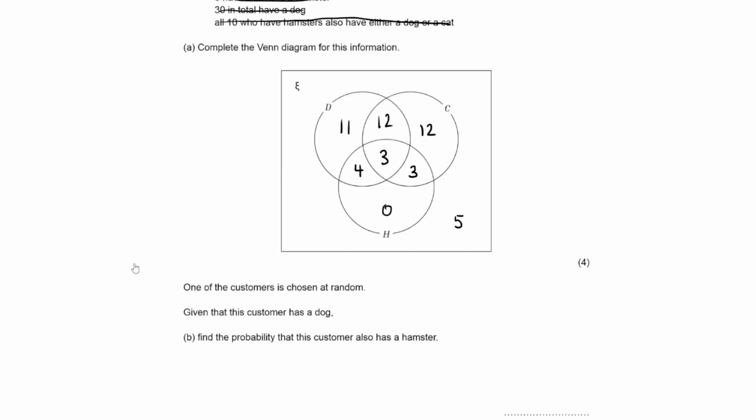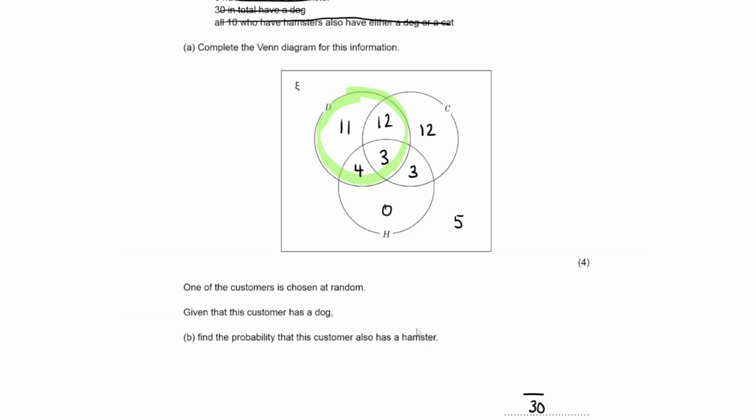We do also have a part B here. So one of the customers is chosen at random. Given that this customer has a dog, find the probability that this customer also has a hamster. So we're saying, given that they have a dog, so we're just kind of zeroing in on this circle here. We're no longer looking at the whole Venn diagram, just this circle, which you can add it up, but technically we know that makes 30, doesn't it? Because it's said in the question. So it's actually out of 30, not out of the whole 50.